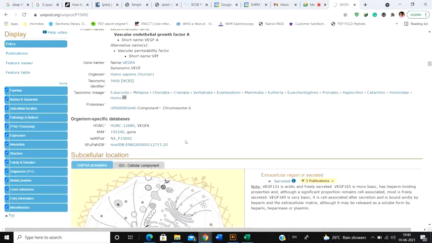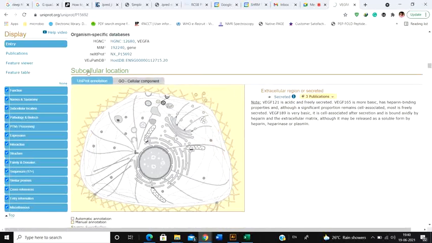Okay. Now if you come down, it gives you a general idea of the subcellular localization of this particular protein. You see where this particular protein is localized. It is saying that it is an extracellular region, or it is a secreted protein. That means this protein is not present inside the cell. Obviously, it's a growth factor. Growth factors are obviously secreted, and this is the annotation that it is secreted.